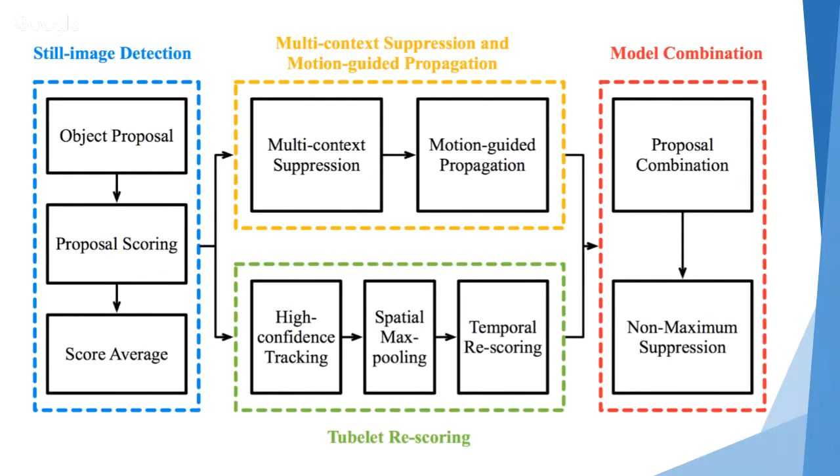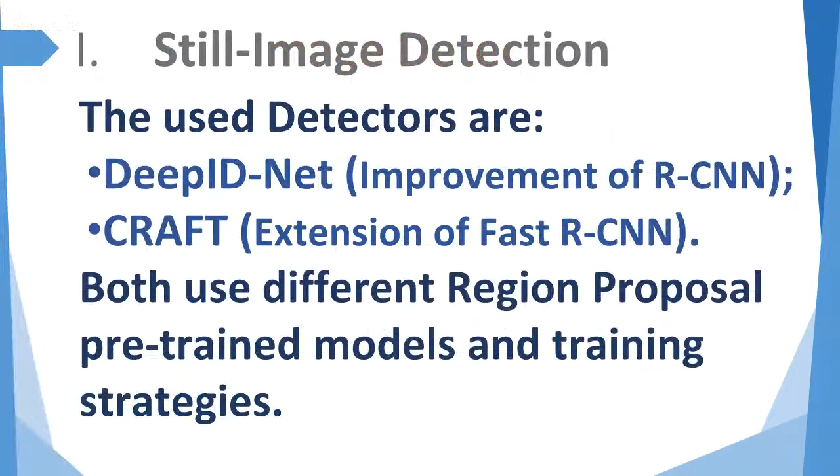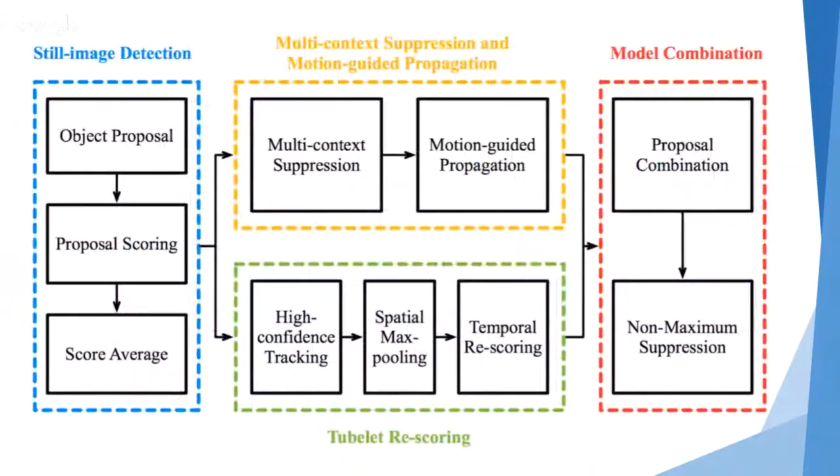Going further, in the still image detection, they use DeepID-Net, an improvement of RCNN, and also CRAFT, which is an extension of Faster RCNN. They use both and combine both results to achieve the best mAP score. Both of them use the region proposal, pre-trained model and training strategies. Inside the whole architecture, the two neural networks are pre-trained on an image dataset. And after that, the whole architecture is trained at once.